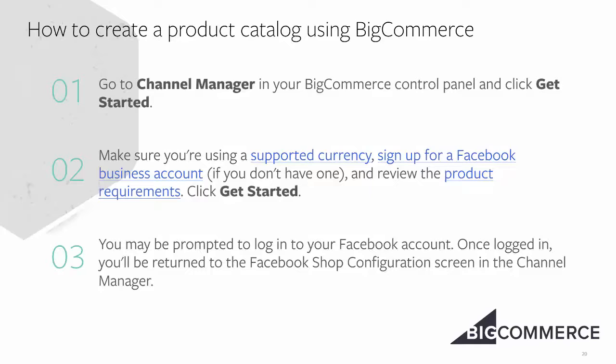Click Get Started. Make sure you're using a supported currency, that you sign up for a Facebook business account if you don't already have one, and review the product requirements. Then click Get Started. You may be prompted to log into your Facebook account. Once logged in, you'll be returned to the Facebook Shop configuration screen in the Channel Manager.